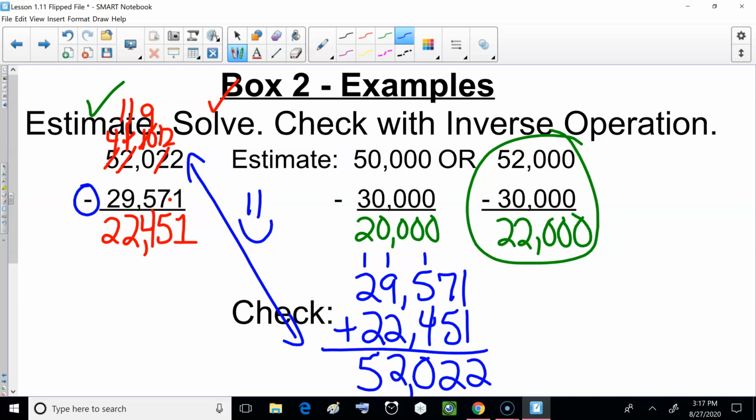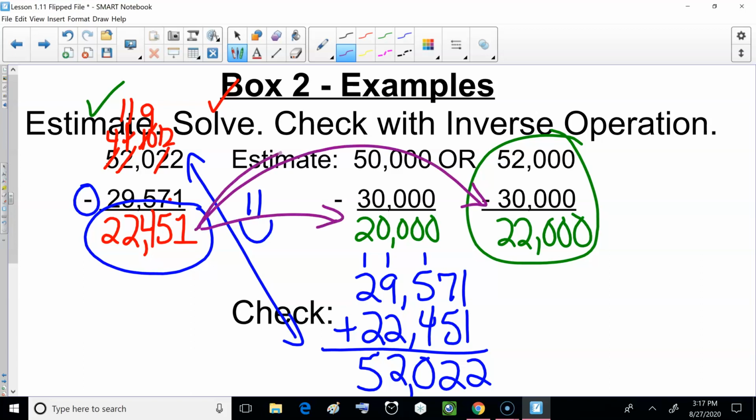So you notice my answer of 22,451, if I look at my estimates now, is pretty close to both of these, but you notice it's closer to the estimate that's a little more precise, a little more accurate to the numbers that we're subtracting. So pause the video right now, take all 3 steps of the estimating, the solving, and checking with inverse operation.